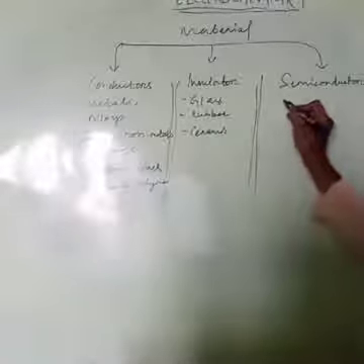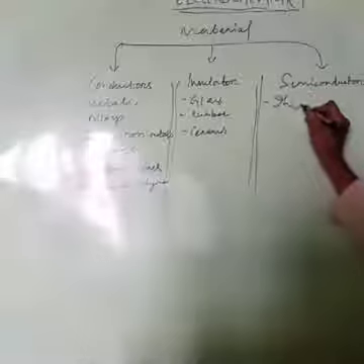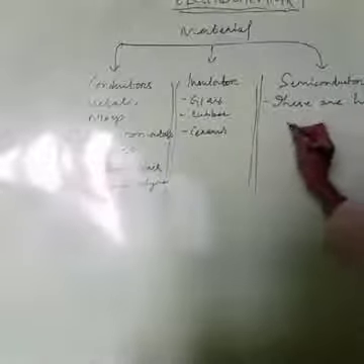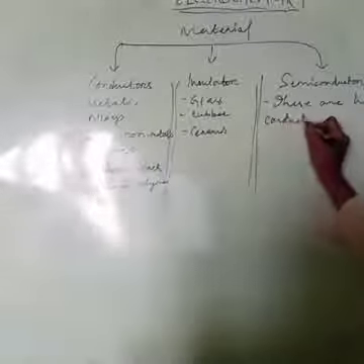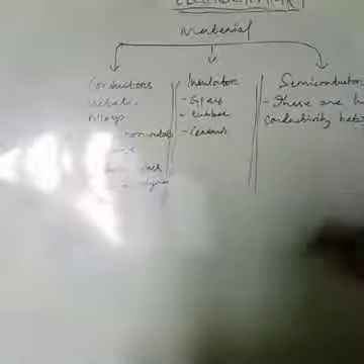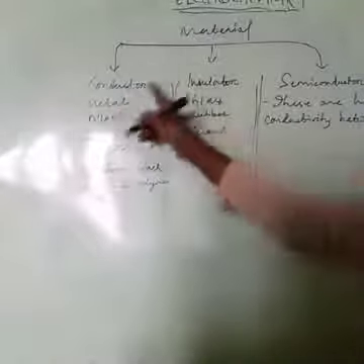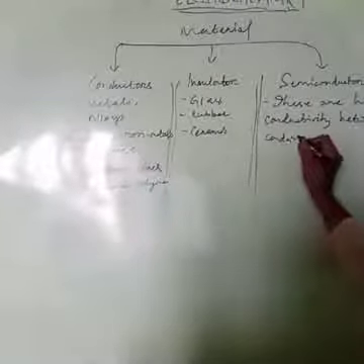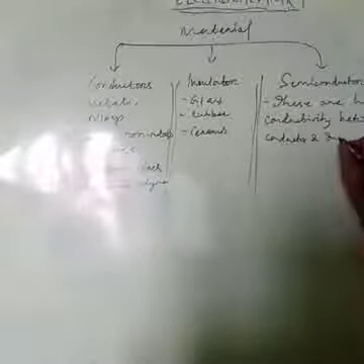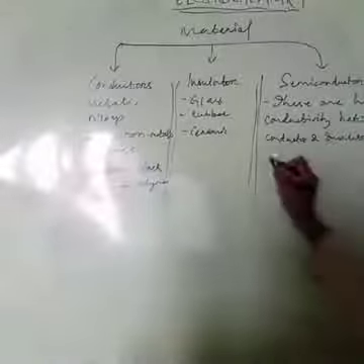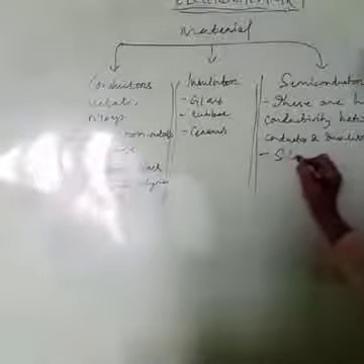Semiconductors have conductivity between insulator and conductors. Between conductor and insulator. These are the semiconductors. For example, what are the semiconductors? Silicon doped.